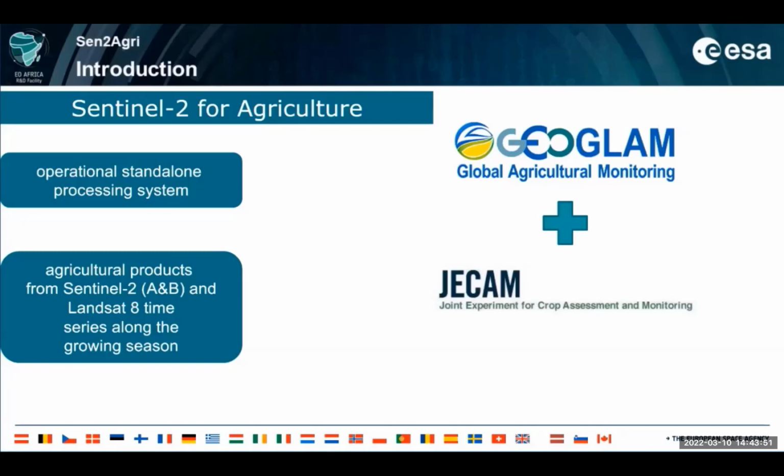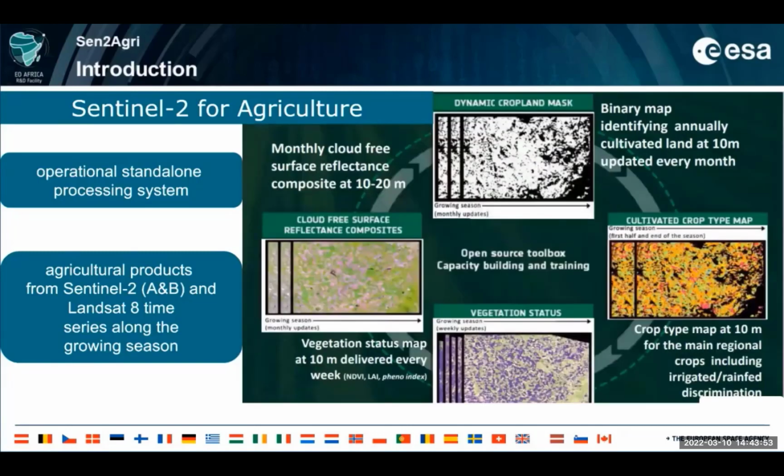These products produced by the processor are monthly cloud-free surface reflectance composite at 10 and 20 meters, cropland mask binary map at 10 meters updated every month, crop type map at 10 meters for the main regional crops, which also allows to determine irrigated or rain-fed crops, and vegetation status map at 10 meters, which are delivered for each acquisition every week.